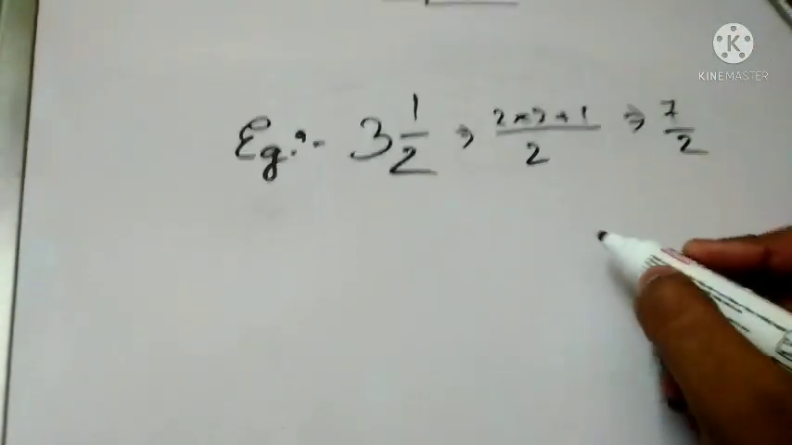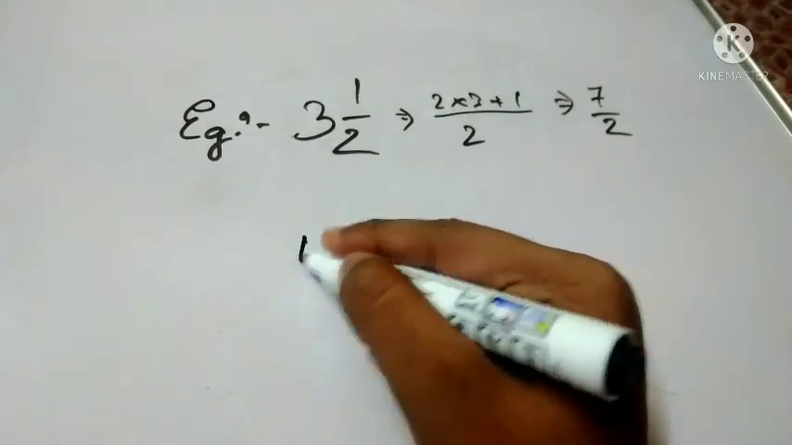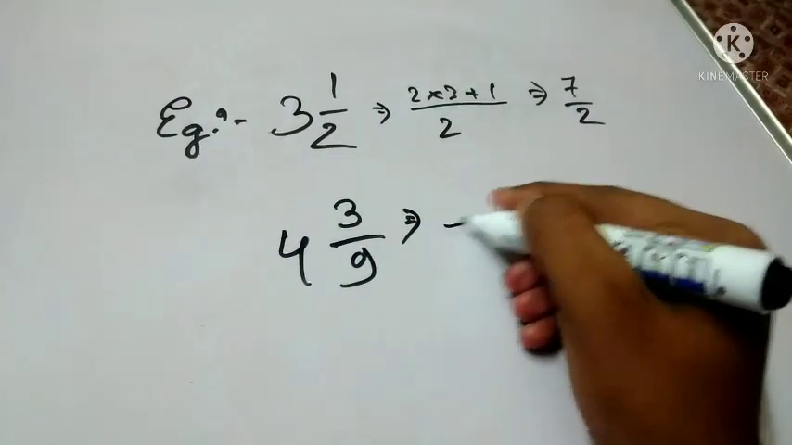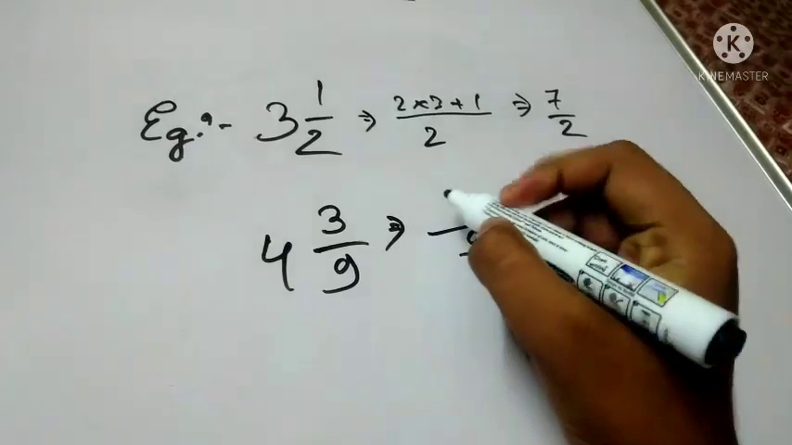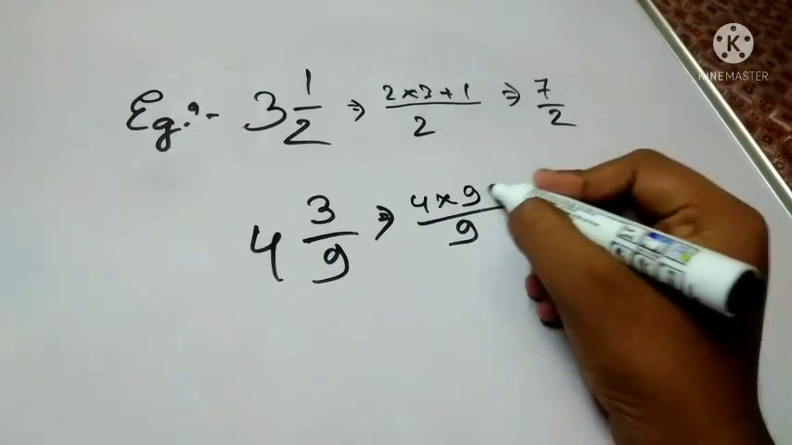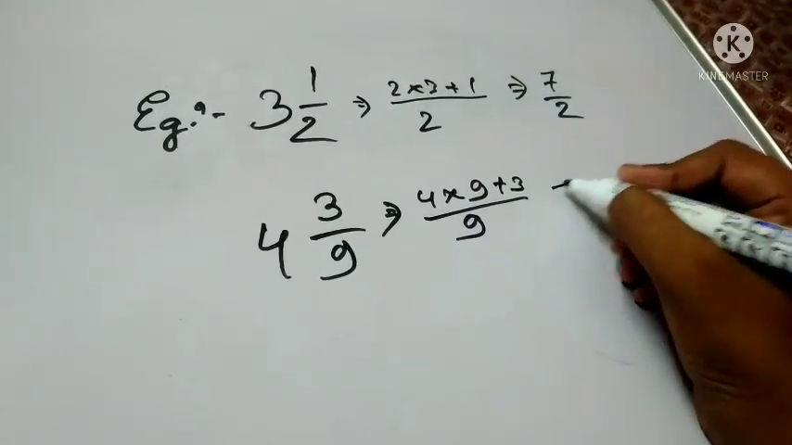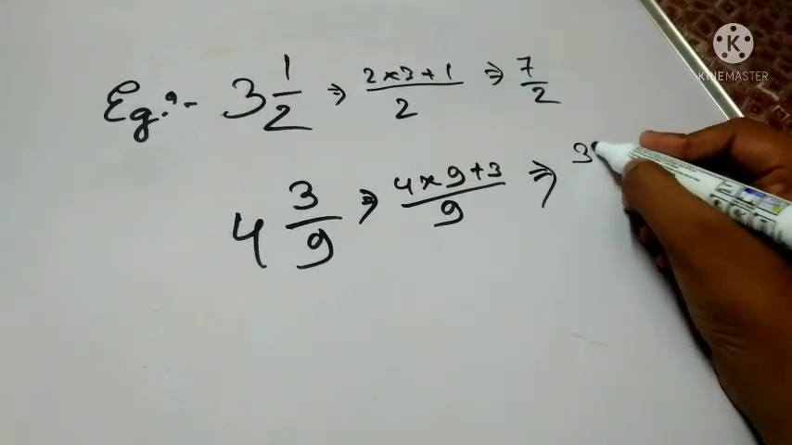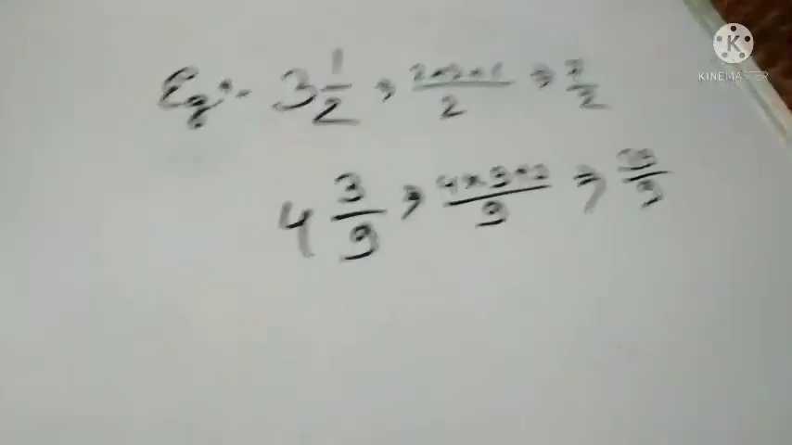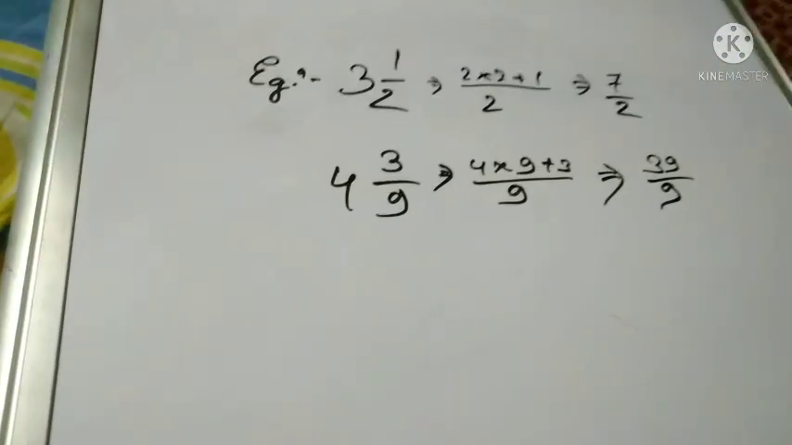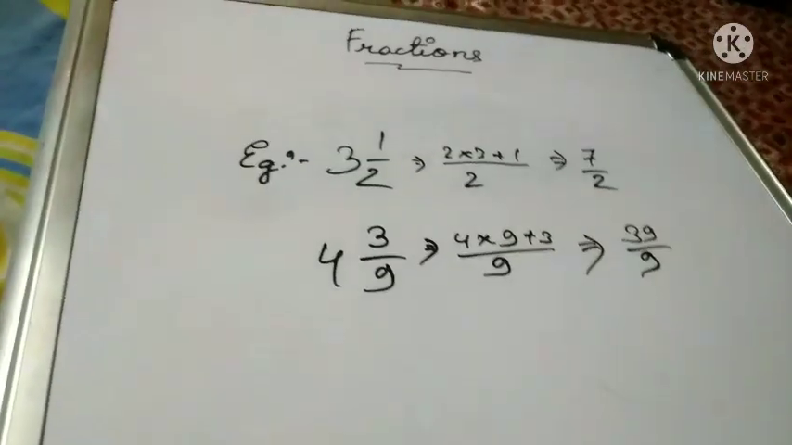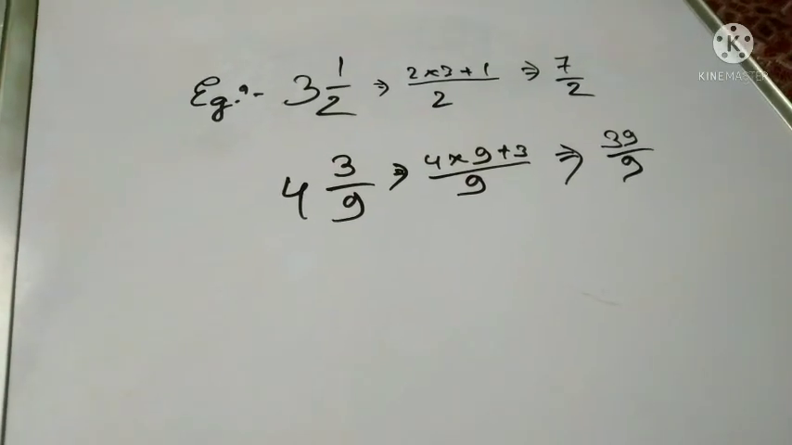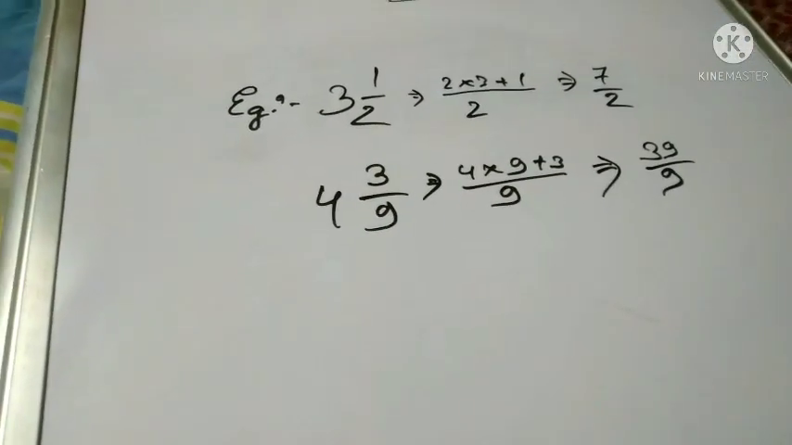So I'm showing you another example, that is 4 3/9. So now we will write a 9 at the bottom and multiply 4 and 9, then add 3. So we get four nines are 36 and 3 is 39, so 39/9. We get the answer. So friends, now I hope you understand how to convert an improper fraction into a mixed fraction and how to convert a mixed fraction into an improper fraction.